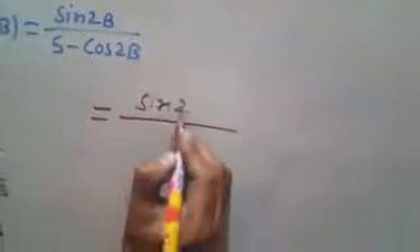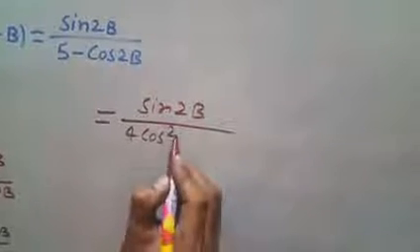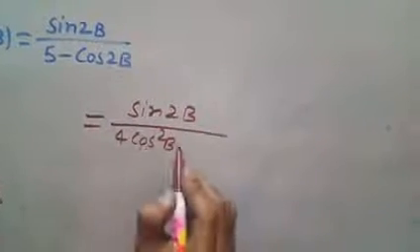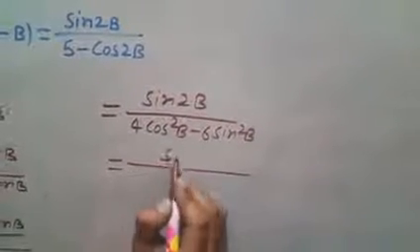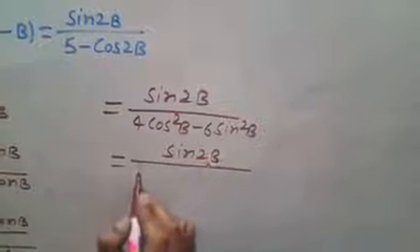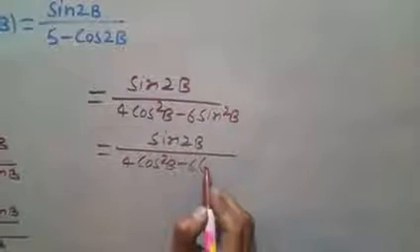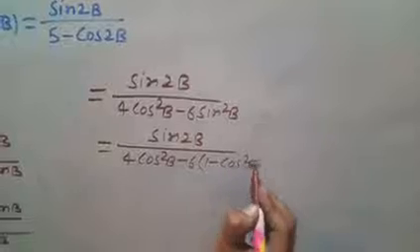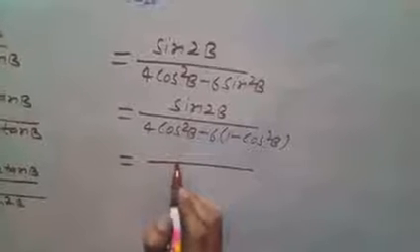Now we multiply with 2 in the numerator as well as the denominator. Now 2 sin B cos B is sin 2B, and 2 times 2 is 4 cos square B, and 3 times 2 is 6 sin square B. Here sin 2B upon 4 cos square B minus 6 sin square B, and sin square B can be written as 1 minus cos square B.